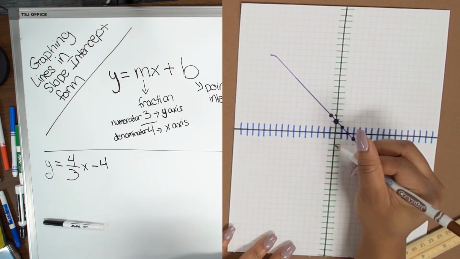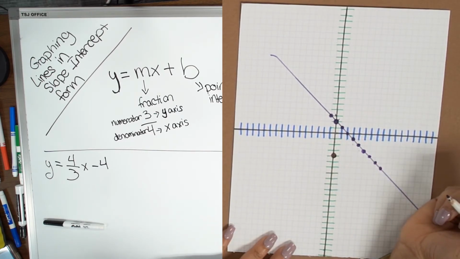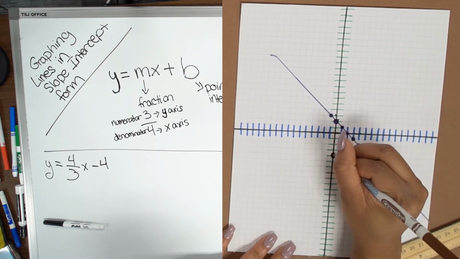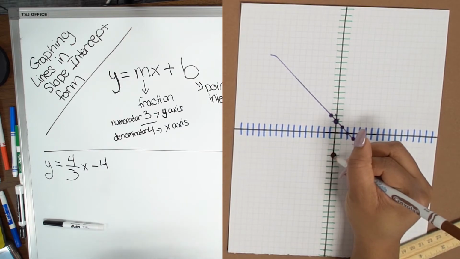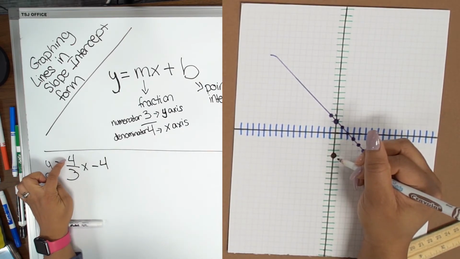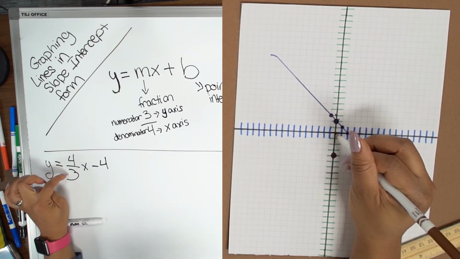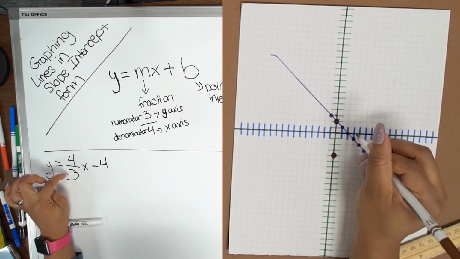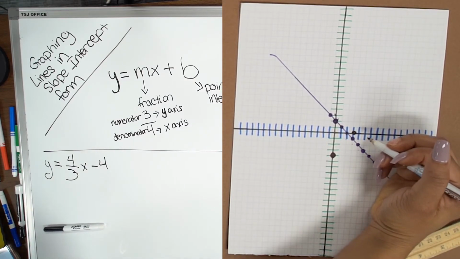So we have 1, 2, 3, 4. Does that show up? Hopefully that shows up. Hopefully it shows up brown. All right, so here's where we are. So we need to go up 4. So 1, 2, 3, 4, and then over to the right 3. 1, 2, 3. Okay.